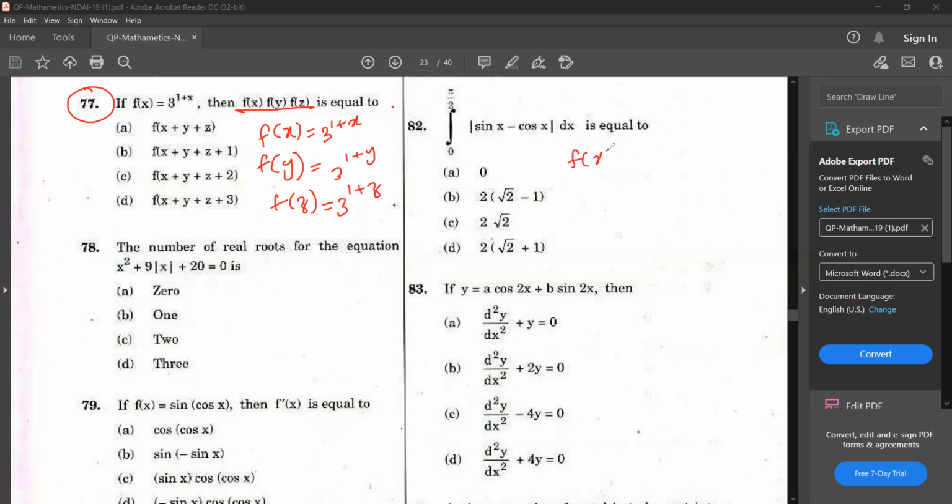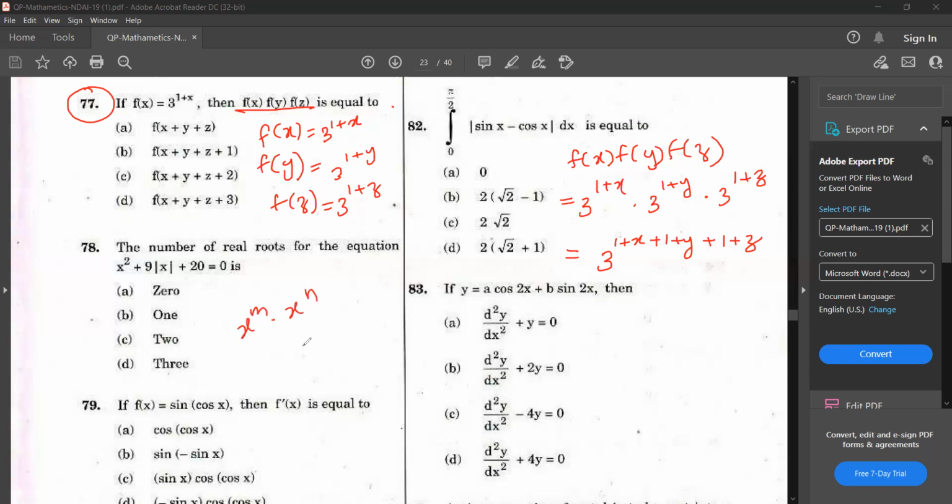So f of x into f of y into f of z is equal to 3 raised to 1 plus x into 3 raised to 1 plus y into 3 raised to 1 plus z. So we can write this as 3 raised to 1 plus x plus 1 plus y plus 1 plus z, because x raised to m into x raised to n is nothing but x raised to m plus n. Okay, so this will become 3 raised to 3 plus x plus y plus z. This is what we have got.